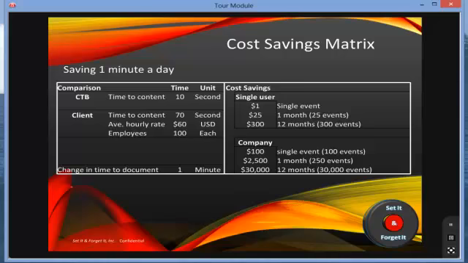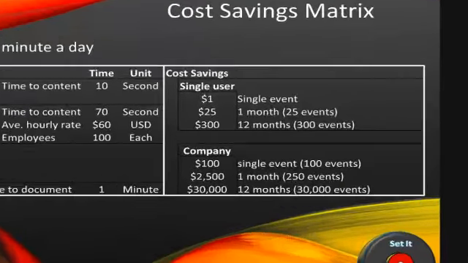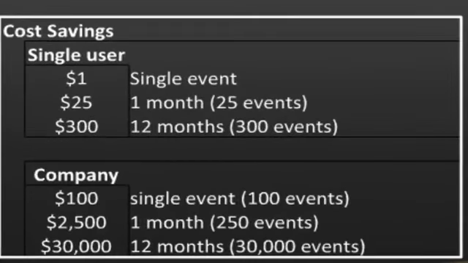Cost savings. It's important to understand how much money a company really saves by addressing content delivery issues. In this example, a minute a day is saved by the end user, demonstrating initial cost savings. However, when extrapolated to a company with 100 employees, the amount saved is considerable.